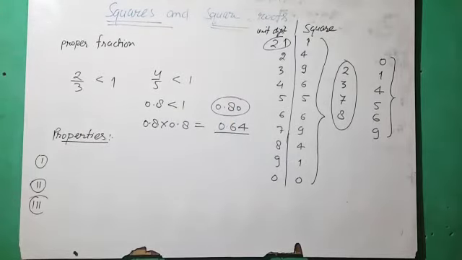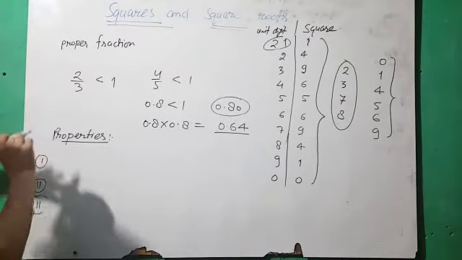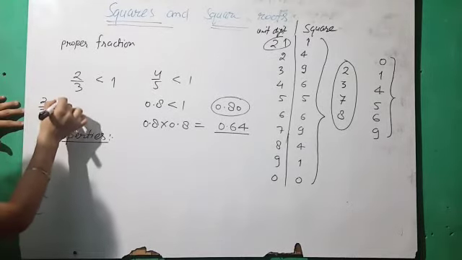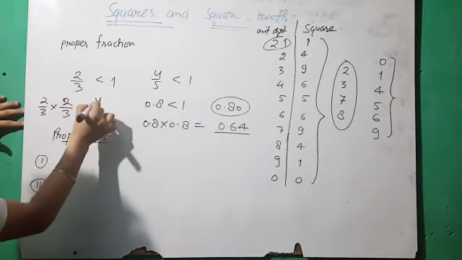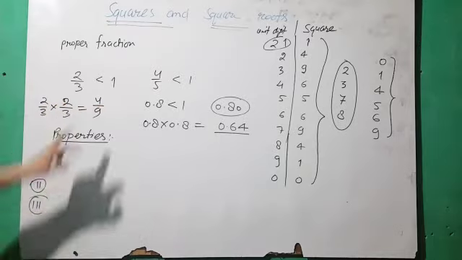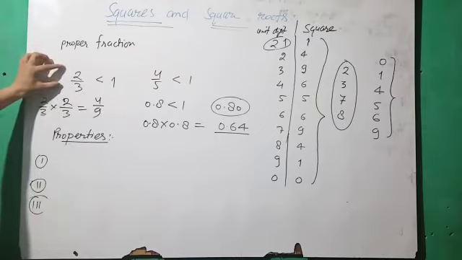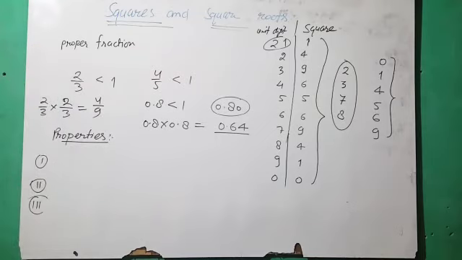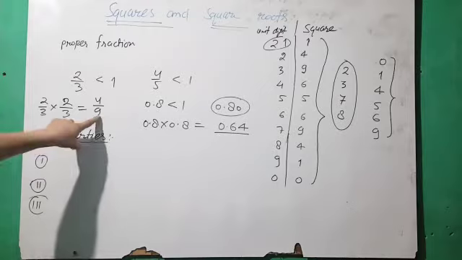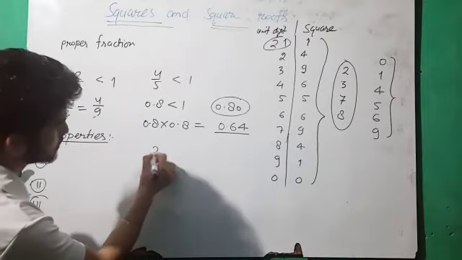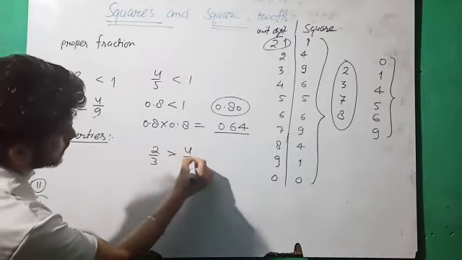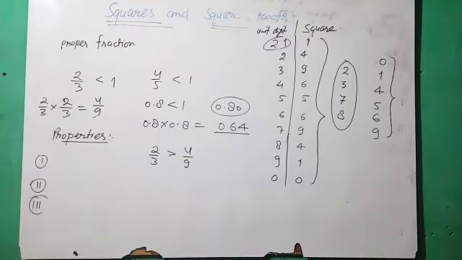This is also true for 2 by 3. If you find the square of 2 by 3, 2 by 3 times 2 by 3, that is 4 upon 9. 4 upon 9 is always less than the given number. That means 2 by 3 is greater than 4 upon 9. So the square of a proper fraction is always less than 1, and also the square of the number is always less than the number itself.